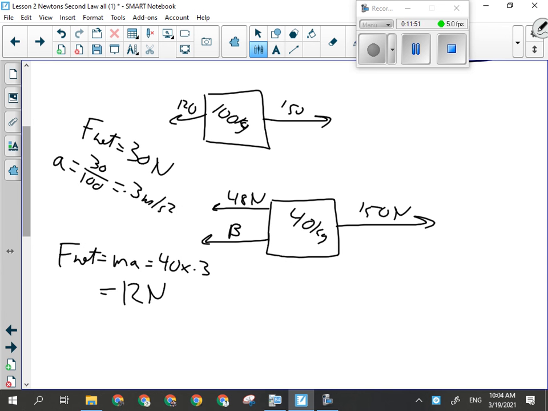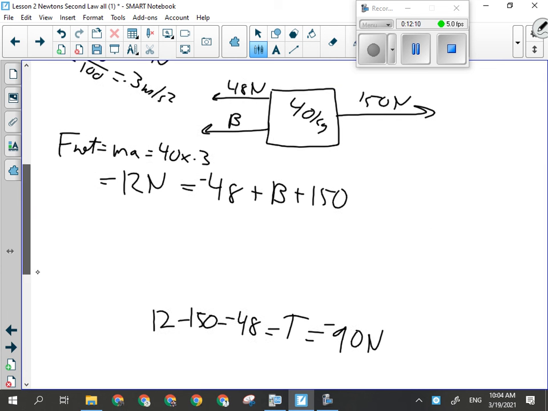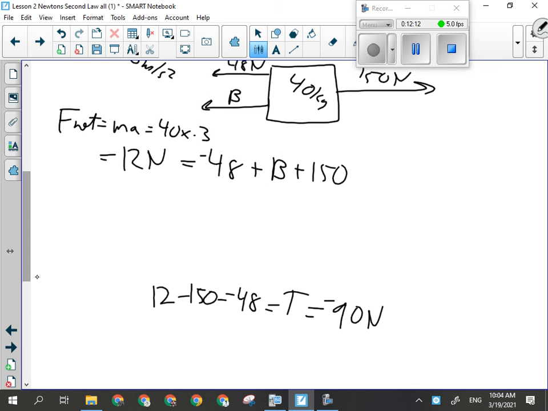12 newtons forwards is my net force on the 40 kilogram box. That equals negative 48 newtons plus B plus 150 newtons, right? That's the vector sum of all forces. So now all I have to do is isolate B. I'm going to go 12 minus 150 minus negative 48. That'll give me the tension in B, which ends up being negative 90 newtons, or 90 newtons backwards.